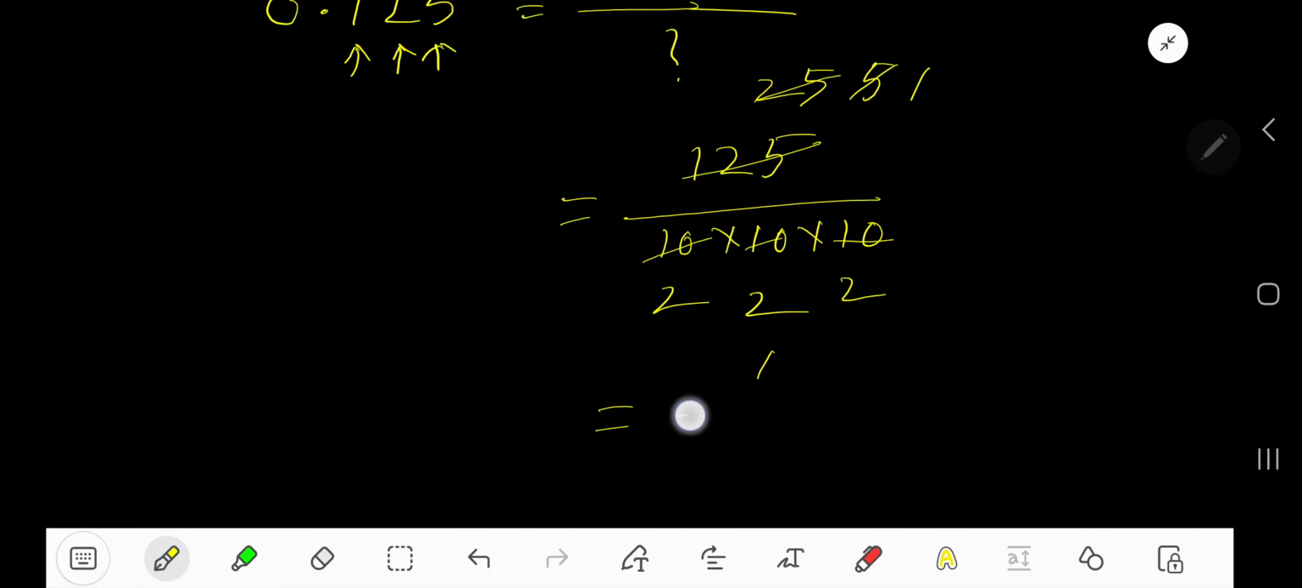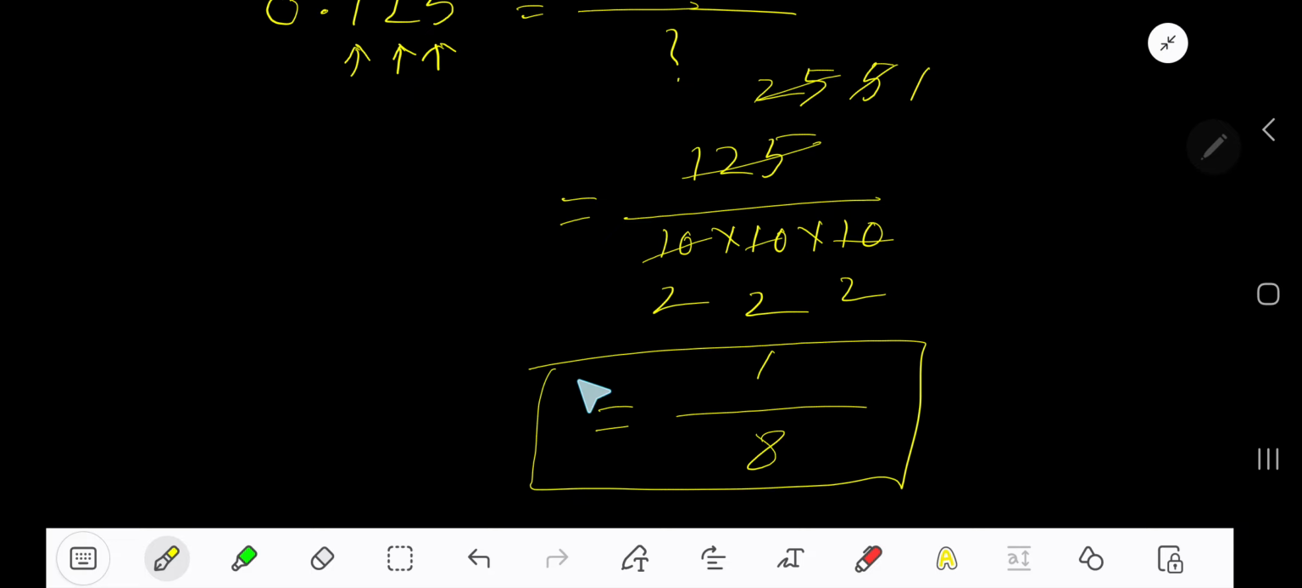So you're getting 1 over 2 times 2, 4, times 2, 8. The common factor between 1 and 8 is 1, so we can say that this is the simplified, simplest form or reduced form.